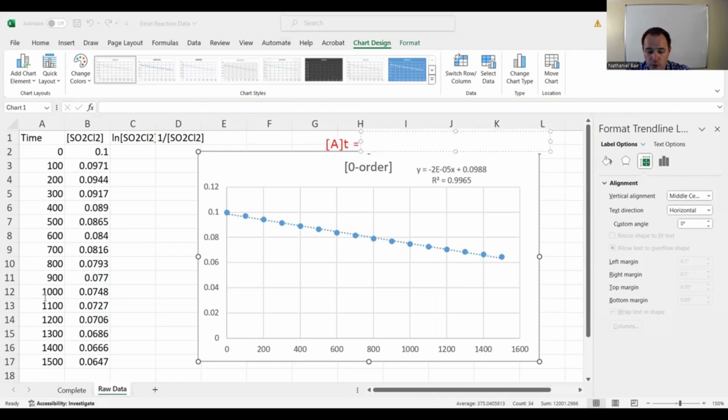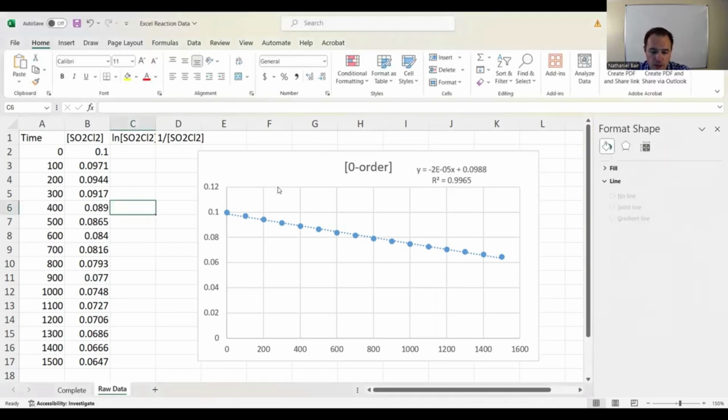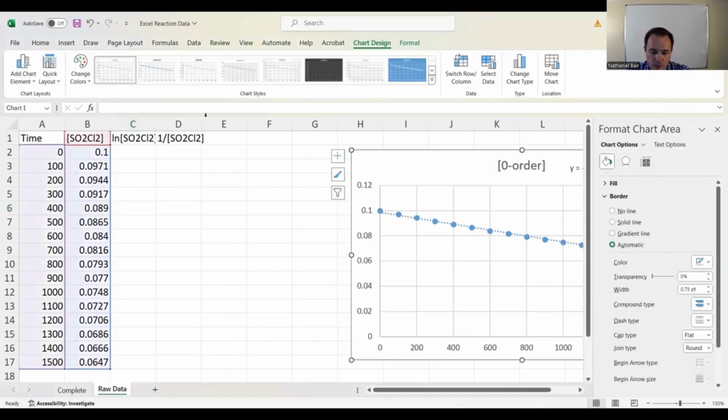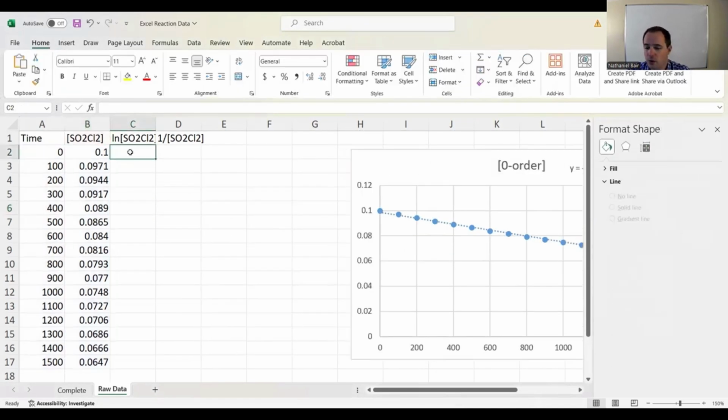So let's try a first order fit, and I want to show you just how awesome and how fast this is if you're doing it in Excel. So there's my zero order graph. I'm going to move that off to the side. We're going to make Excel do all the work for us.